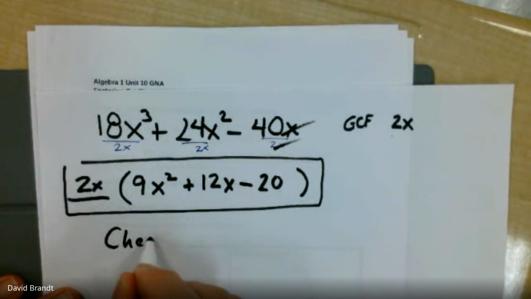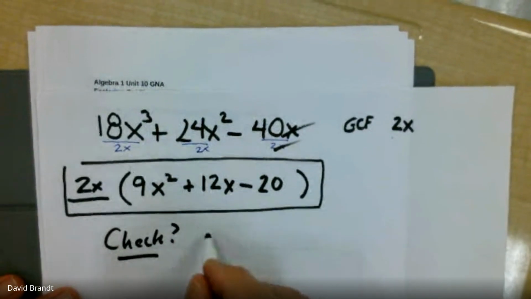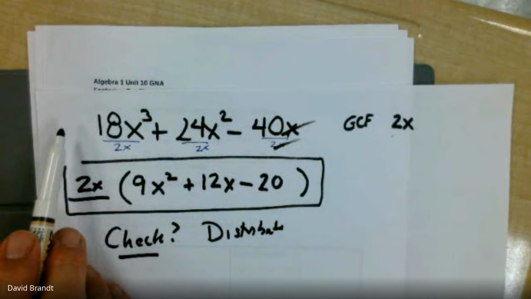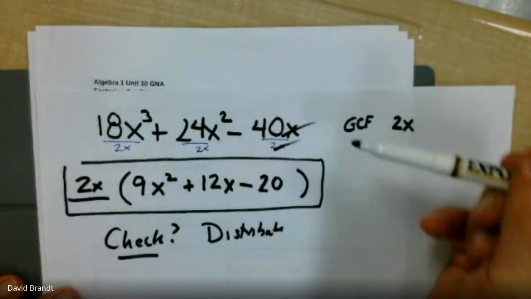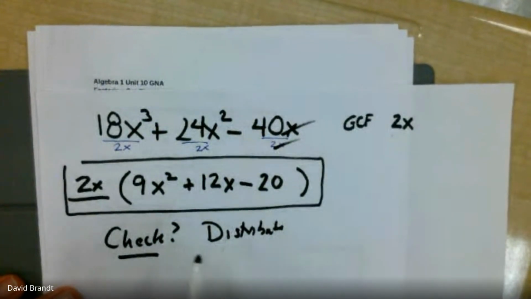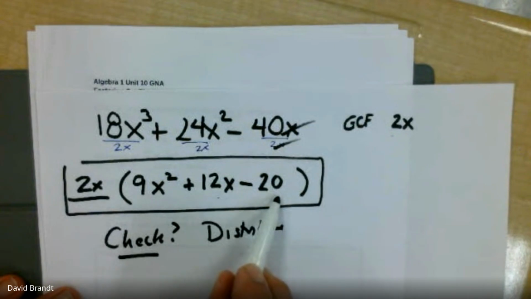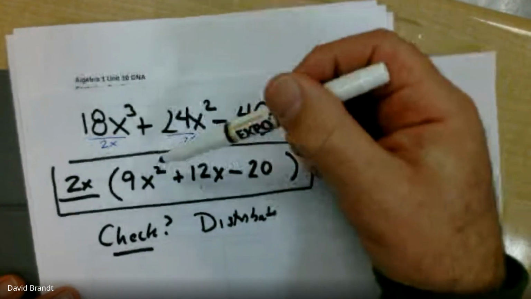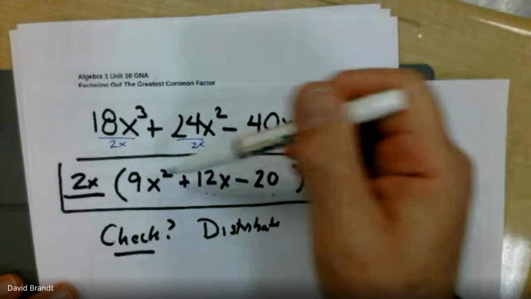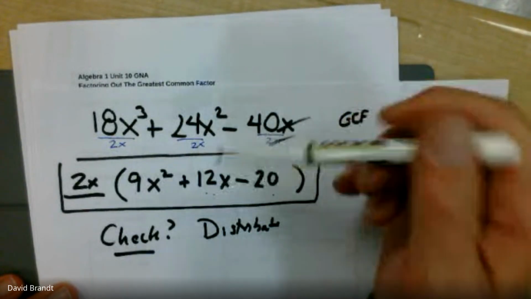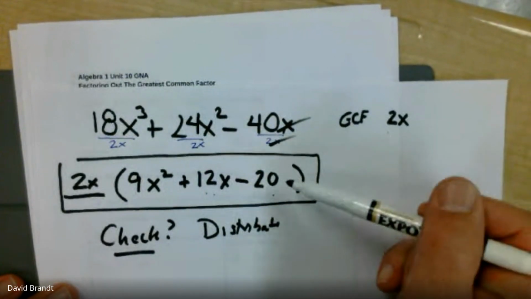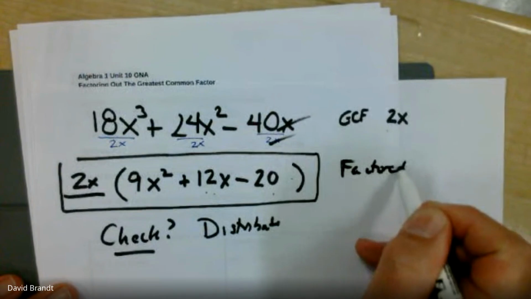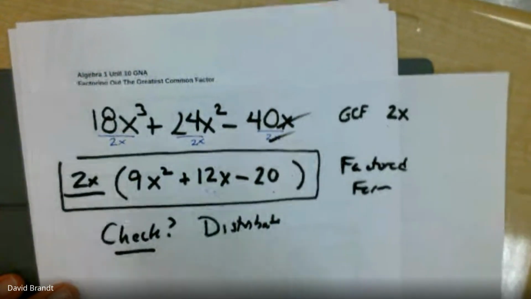Now, how do you check your answer? One, distribute. If you distribute, do you get the original problem back again? You would. Also, do any of these terms have anything left in common? No, there's no number that divides into 9, 12, and 10. And the terms do not have an x in common anymore either. So there's nothing left in common. So that is the factored form. We took out the greatest common factor. That's called factored form.